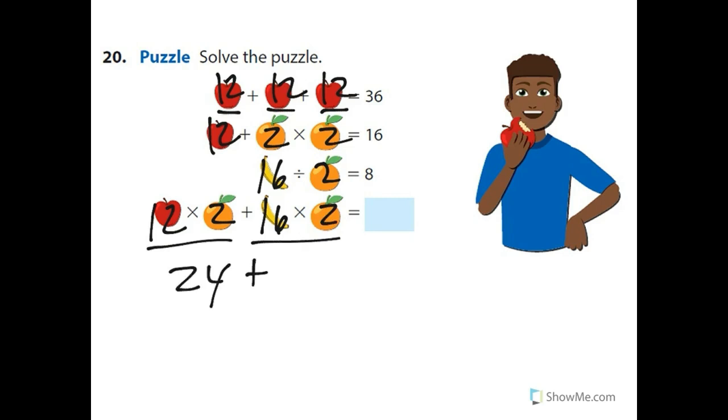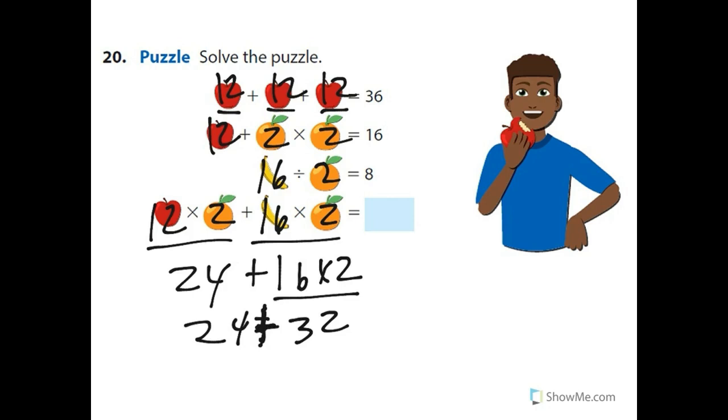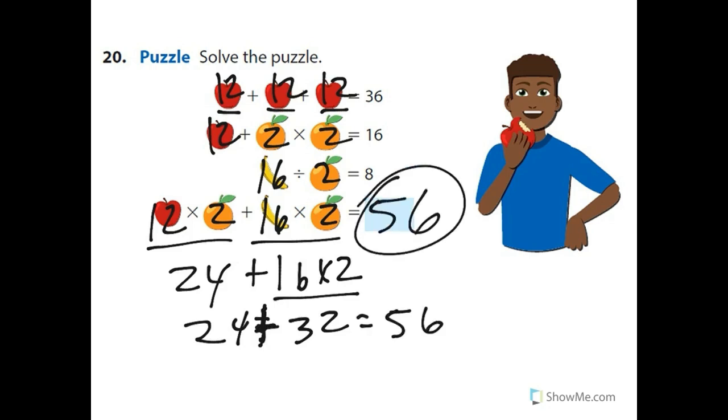16 times 2. Oh, let's bring it down one at a time, Mr. Pingburn. 16 times 2 is 32. 24 plus 32, not equal 32. 24 plus 32 is 56. 56 is the magic number. Hopefully a few of you at least got that correct.